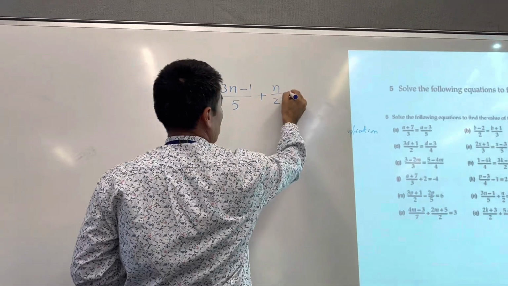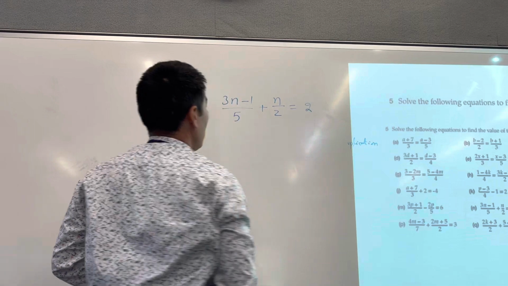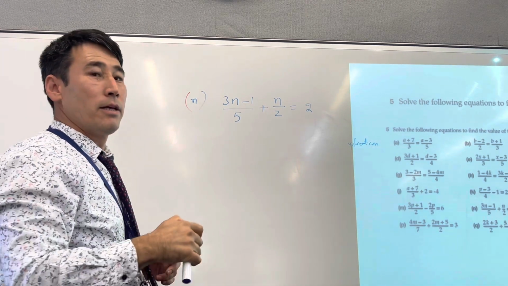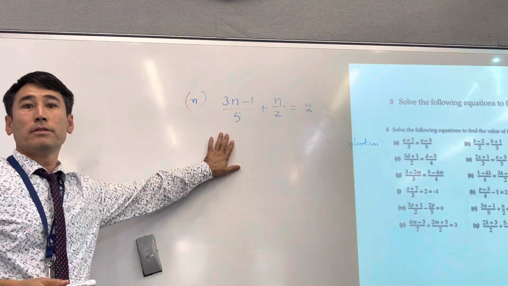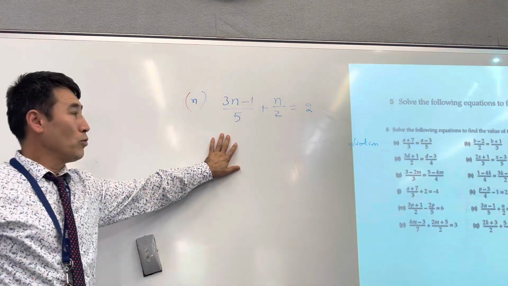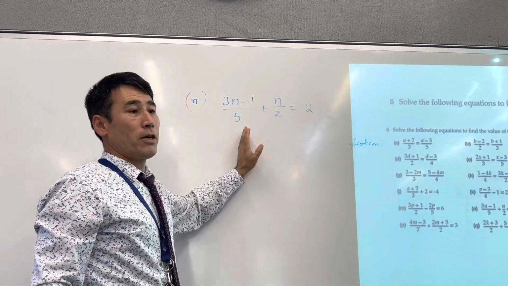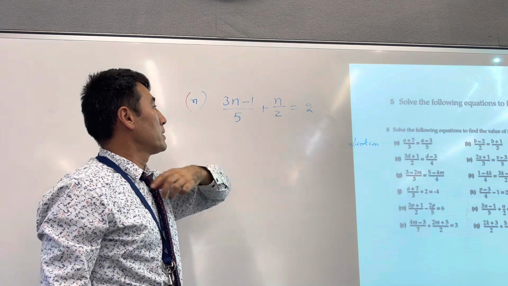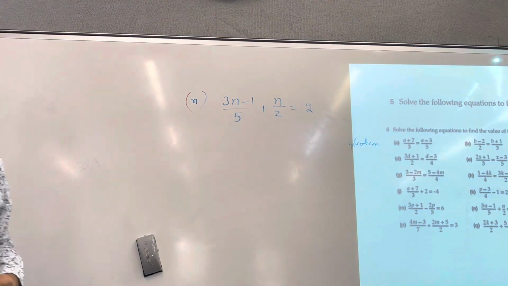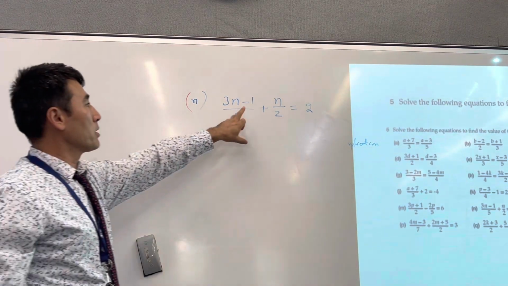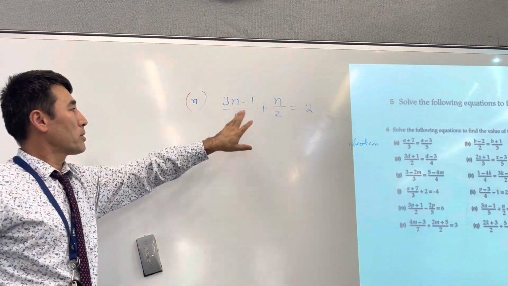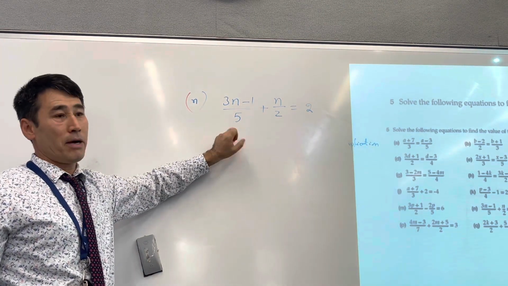n divided by 2 is equal to 2. Okay, guys. Now, we can't do cross multiplication, right? Why? The equal sign. Yes, thank you. Because these two are on the left side of the equal sign, right? And 2 is another independent number. We cannot move 1 because 1 is not independent, right? 1 cannot go there because it's divided by 5.